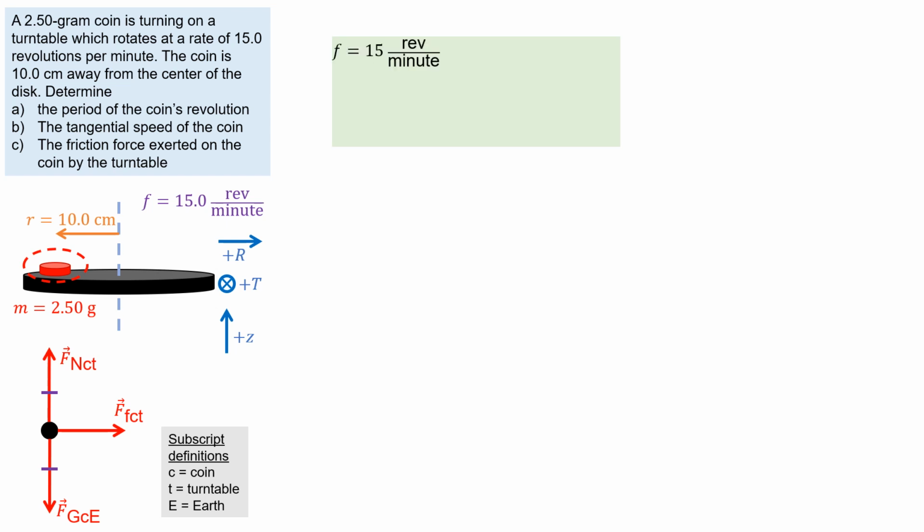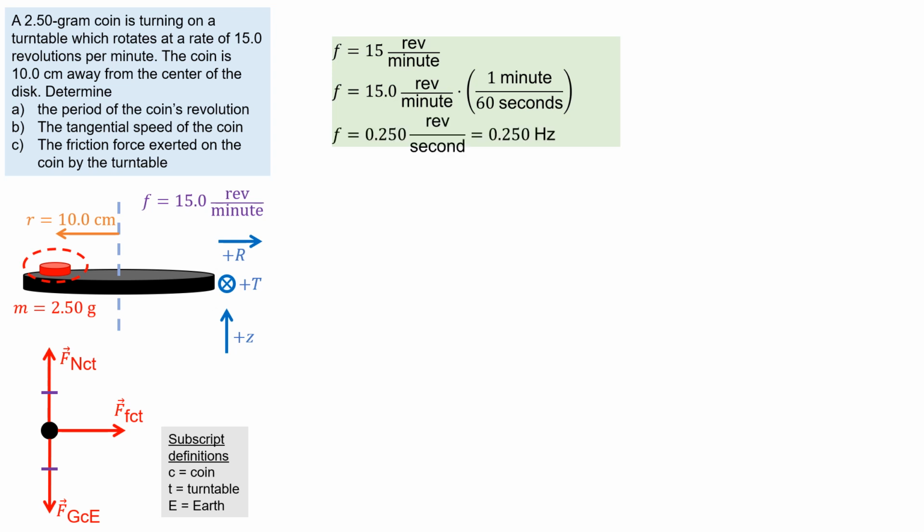The frequency is 15 revolutions per minute. And in order to find the period, we'll need to convert that into SI units, which is, for frequency, hertz, or revolutions per second. And so we need to convert the minutes to seconds, and we do that by saying 1 minute is equal to 60 seconds, so we multiply by that conversion factor. And when we do that math, we find that the frequency is 0.250 revolutions per second, or 0.250 hertz. So there's the frequency in SI units, and now we're ready to find the period.